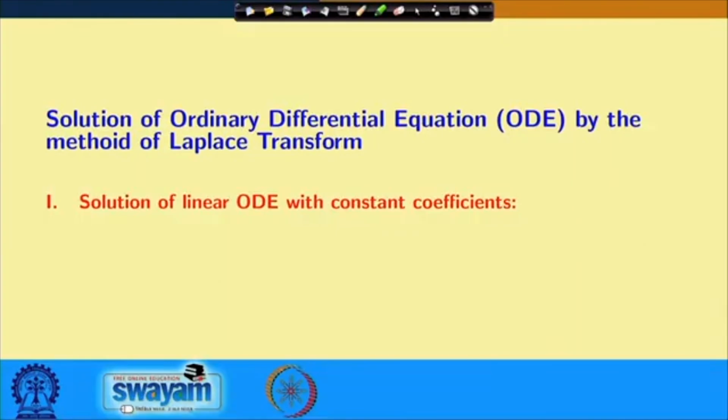Let us go through how to find out the solution of ordinary differential equation using Laplace transform techniques. First, we will do the solution of ODE with constant coefficients, then we will do variable coefficients, and then we will see the solution of linear simultaneous ODE.